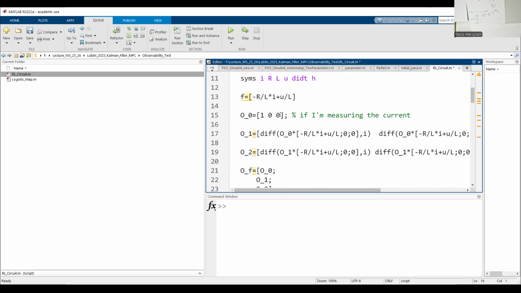O0, we don't need to do the gradient because it's easy: 1, 0, 0. I already told you. Now, what about O1? This diff calculates the derivative of what? Of this scalar element. You remember, this is a scalar function. It is the product between a row vector, which is here, 1, 0, 0, as I told you, and a column vector.